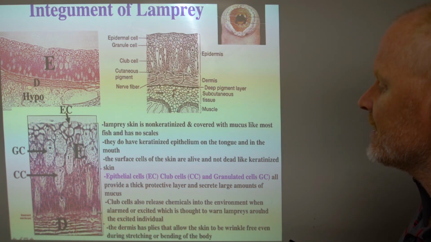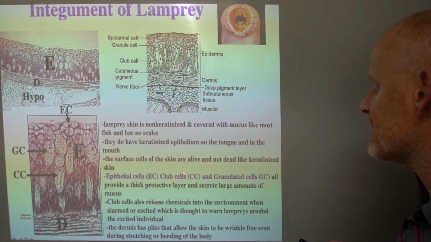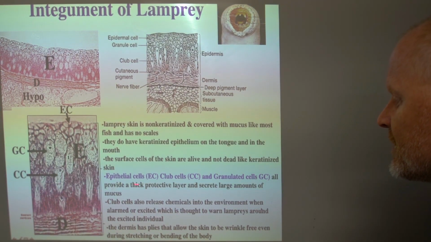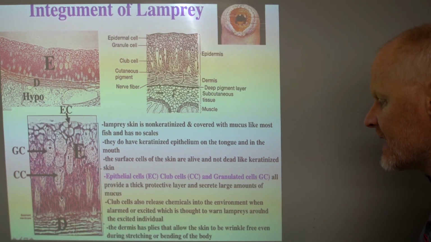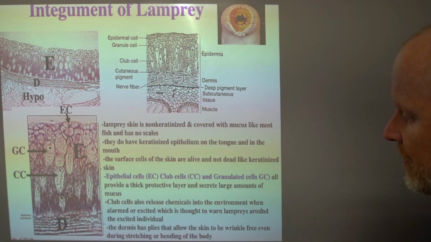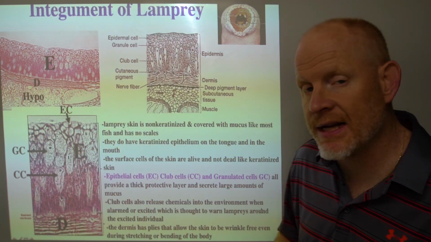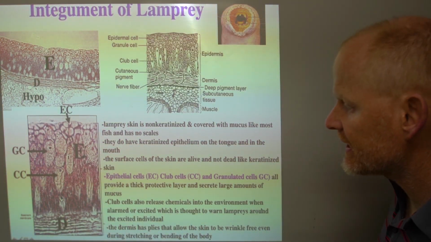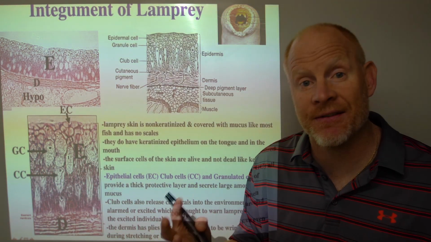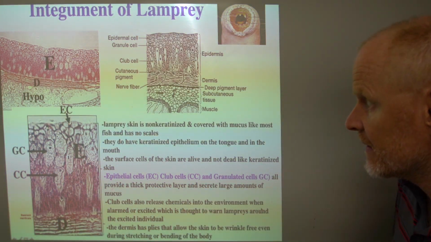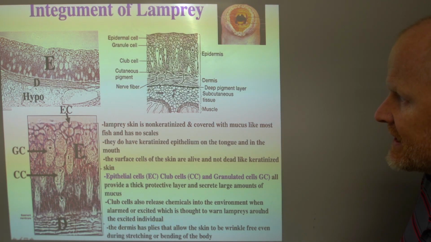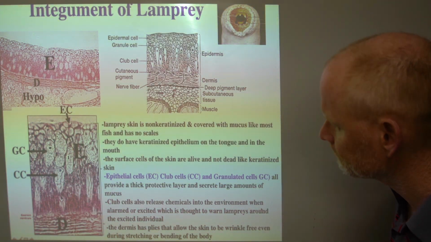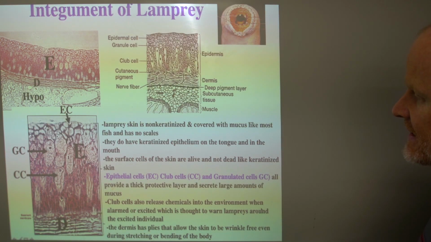There are 2 types of cells here other than epithelial cells. There are club cells and granular cells. The club cells release chemicals to the environment when alarmed or excited, and the granular cells are producing the mucus. So you can see the granular cells here versus the club cells. So the granular cells produce tons of mucus, as do the epidermal cells. Many of the cells here produce mucus, and remember, lampreys and hagfish can produce tons of that mucus, right? And form a very thick mucus layer that's very slippery and nasty, so that it's kind of their protective function. So that's the lamprey skin.